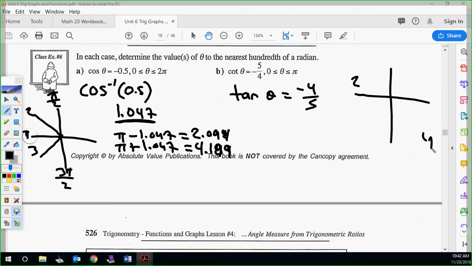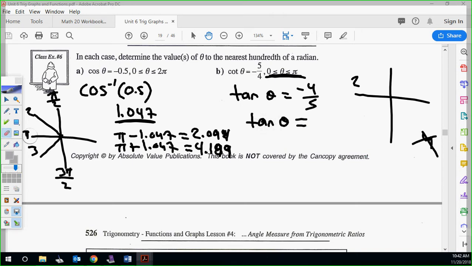So now what you're going to do is go tan inverse of just 4/5. Oh, except I didn't read what it said. So we're not going to get 4. 4 is not included. We only get one answer. Good. So tan inverse of just 4/5. Just do positive 4/5. That's the positive reference angle.